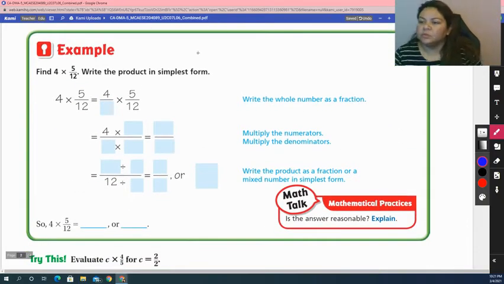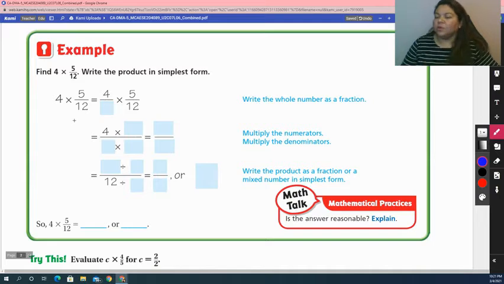We're going to multiply 4 times 5/12, and we're going to write the product in simplest form. So in this case, we have 4, a whole number, times 5/12. Now, we already had a lesson where we had a whole number. So remember that we have to write the whole number as a fraction. We have to have two fractions.